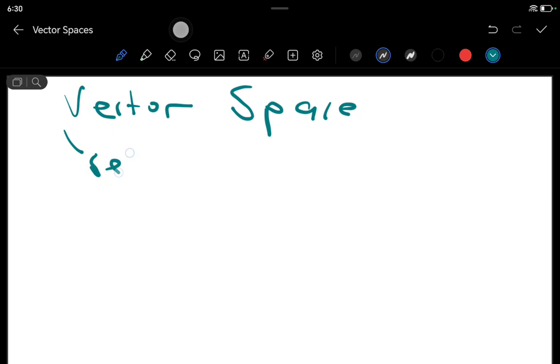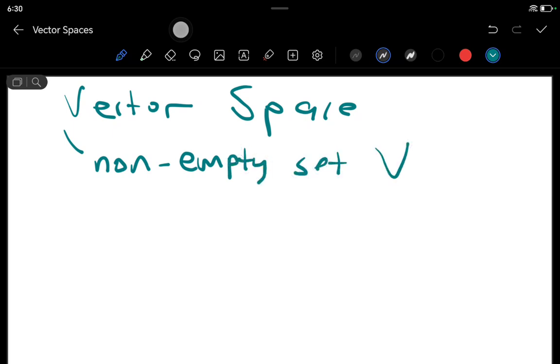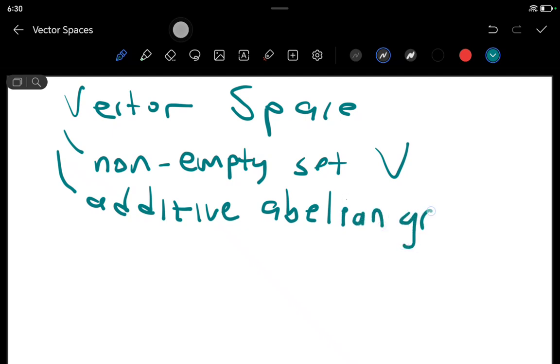So when we come to a vector space, remember, we're going to talk about this as being a non-empty set, and this set is denoted by V. We're going to be saying that this non-empty set should be an additive abelian group.